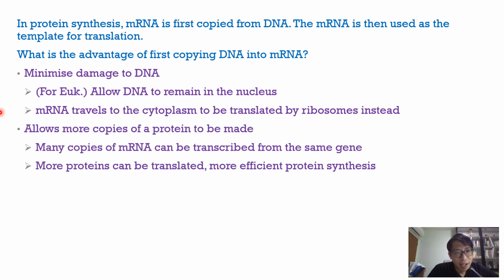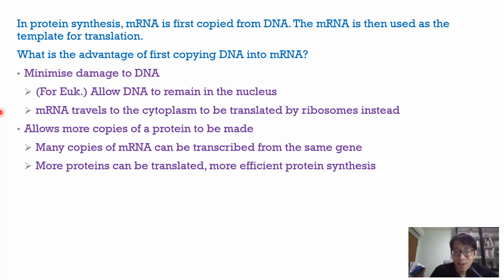And also, there's only one copy of a gene in a cell. So if we use the DNA as the template, then there's only one template for translation. But if we can carry out transcription multiple times, then from the same gene, we can keep transcribing the same gene again and again and again. So one gene can produce many copies of mRNAs after multiple rounds of transcription. So we have more templates for translation, so more proteins can be made faster.